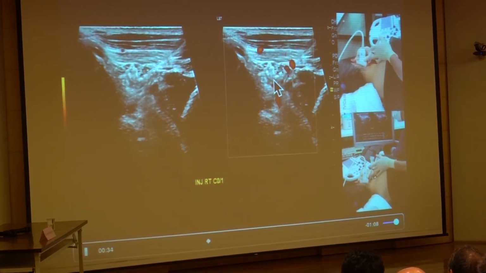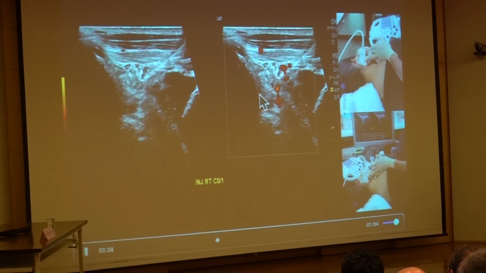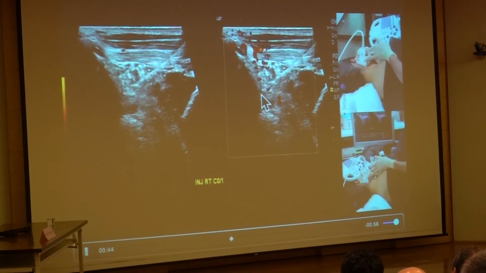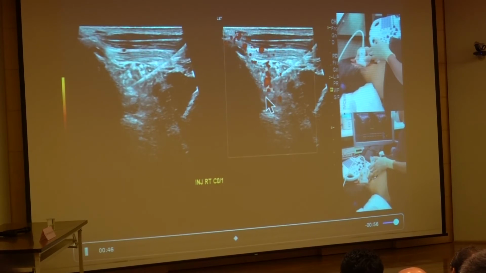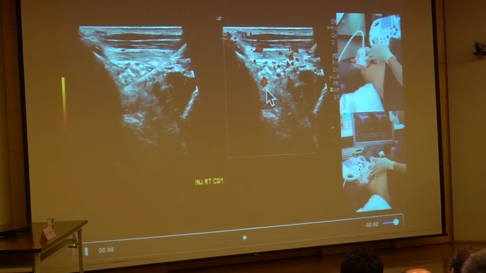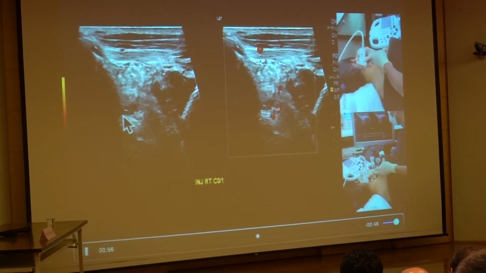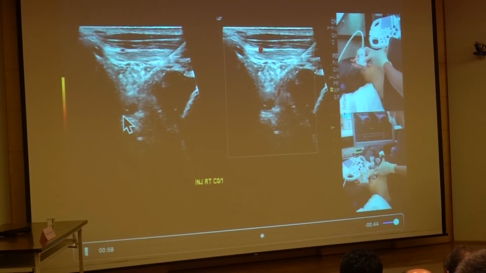pushing all the structures in front of the needle away, and then you can get your needle really close to your occiput, your C0. When your needle is at that level, you have to turn your probe 90 degrees and then walk your needle down using the out-of-plane technique, and then go to the C0-1. Okay. Let's make it quicker.